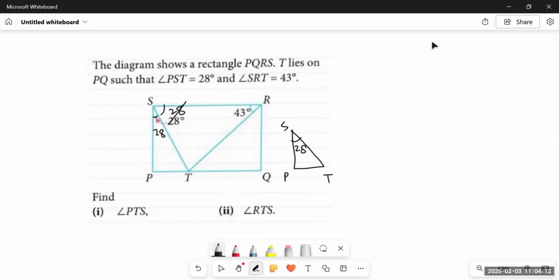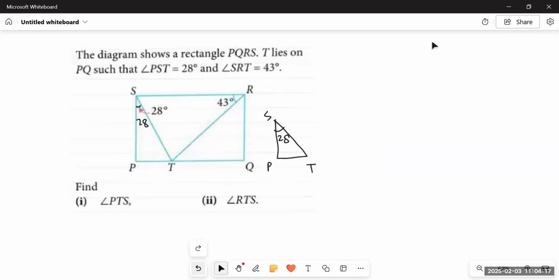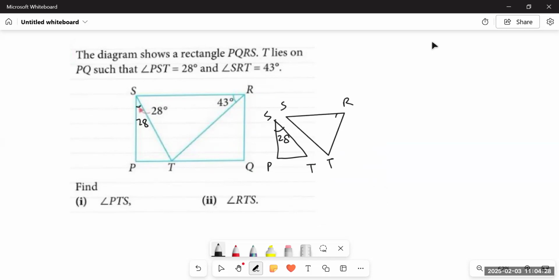Okay, don't get confused. Then we have another triangle like this, which is STR. In this triangle, again, we are only provided with one of the angles. And then we have a third triangle like this, in which we are provided with none of the angles.